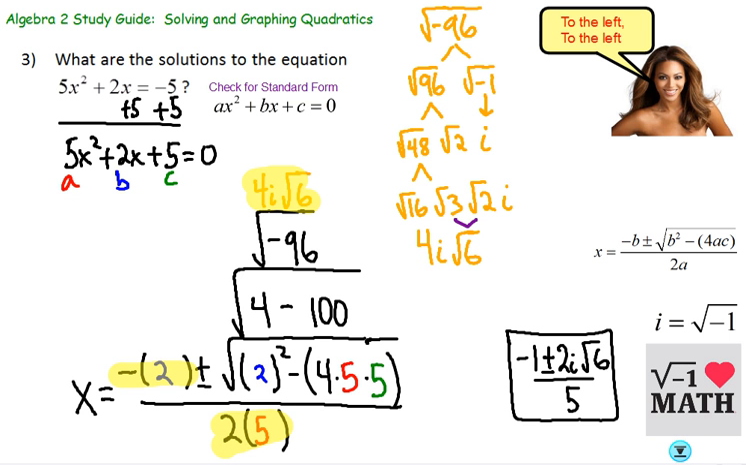So let's go ahead and write that. So I've got negative 2 plus or minus 4i radical 6 over 2 times 5, which would be 10. And now I want to reduce, as I've done on the others. So I'm going to divide by 2, and then divide by 2. Negative 2 divided by 2 is where we got the negative 1 from. 4 divided by 2 is where we get 2i. And 10 divided by 2 is where we get the 5 from.